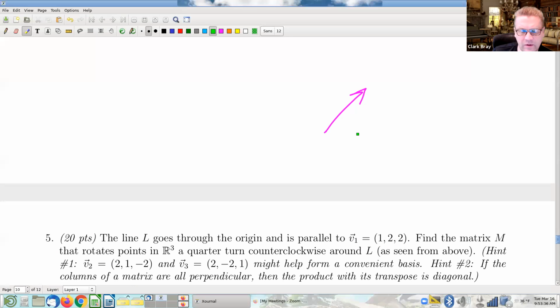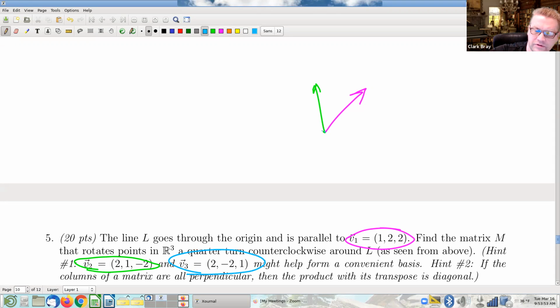And then now we've got these other 2 vectors given. Let's see here. So v1 is that one. These other 2 vectors, v2, I'm going to draw like, let's say, like that. And then v3, I'm going to draw, let's say, like that. And again, we've noticed that everything's perpendicular to everything else.